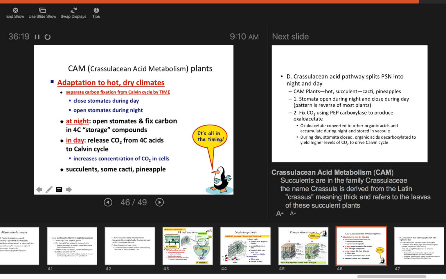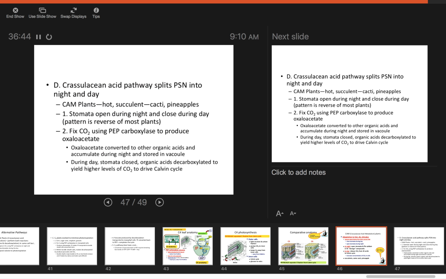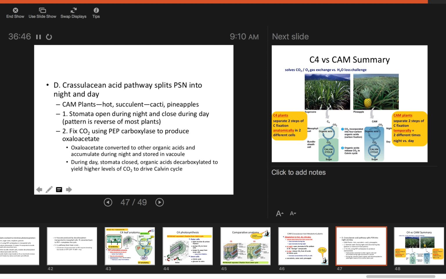Okay, now for CAM, it's in the same place, but different times of the day. So during the day, they close the stomata. At night, they open them. At night, when they open them, they're taking in CO2. In the daytime, they'll take that CO2 that they stored and bring it over to the Calvin cycle. So succulents, there's the word. Some cacti and even pineapple are considered CAM plants. So they're splitting it into night and day.